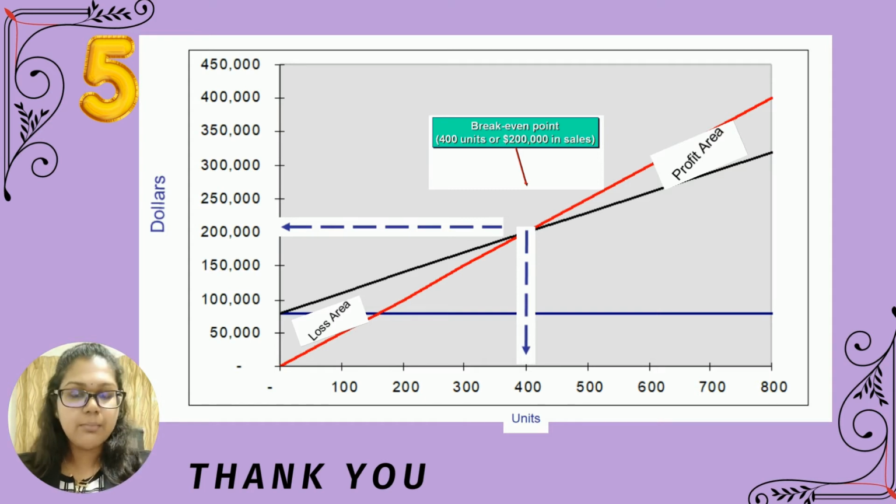The right side above the intersect point is the profit area, where if the company sells more than 400 bikes, they will generate more profit. That's how we have to analyze the cost volume profit graph.